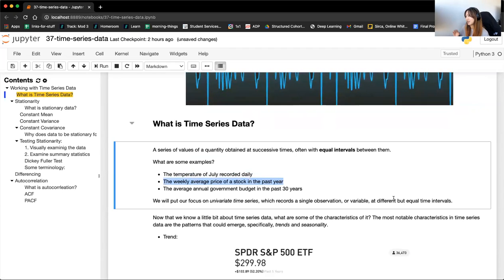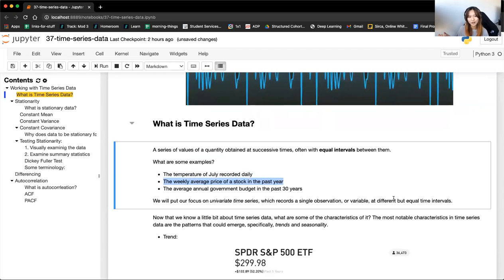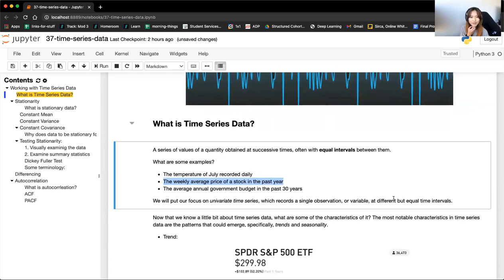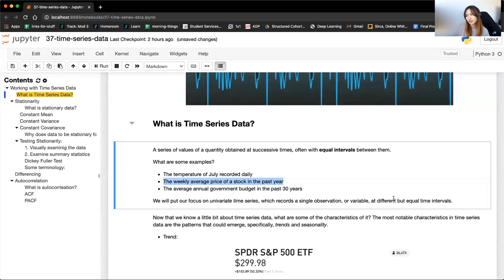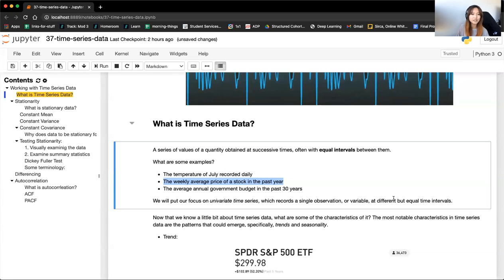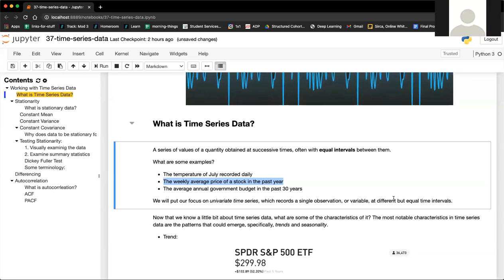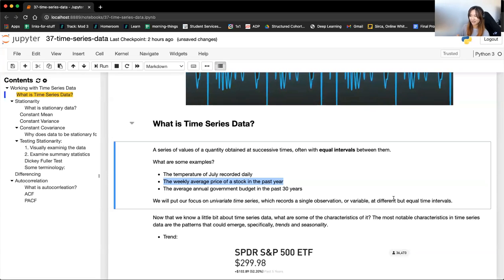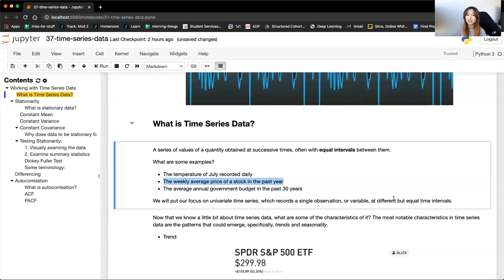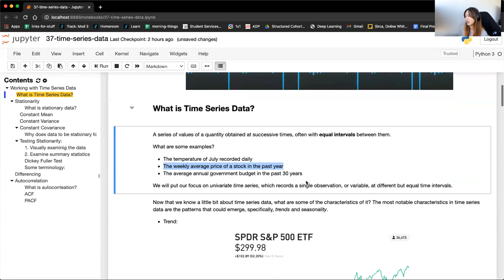Another example, and I would say this is probably one of the more common applications of time series, is any sort of forecasting data. Either in finance or real estate, anything that has to do with forecasting is very likely going to be time series related. So in this example, the average weekly price of a stock in the past year, or just the average annual government budget in the past 30 years.